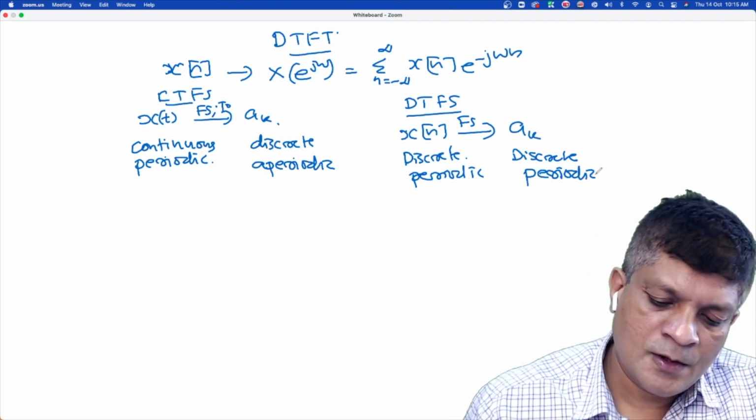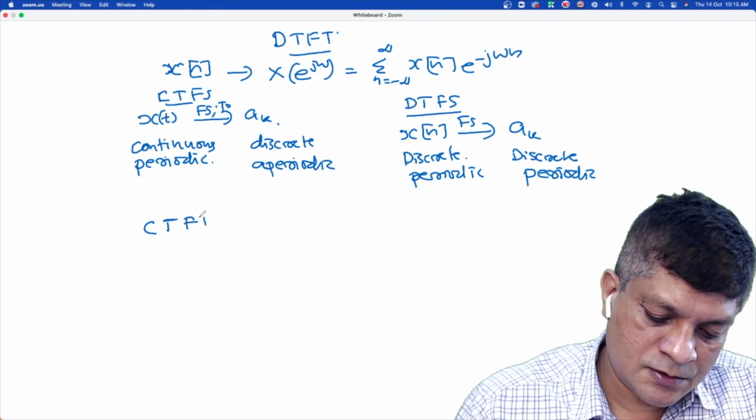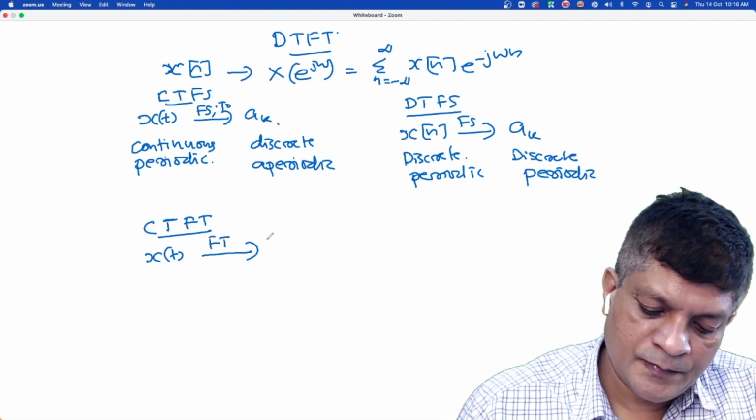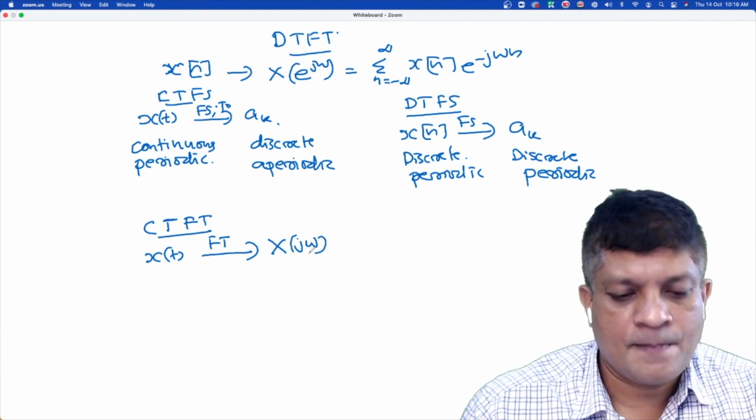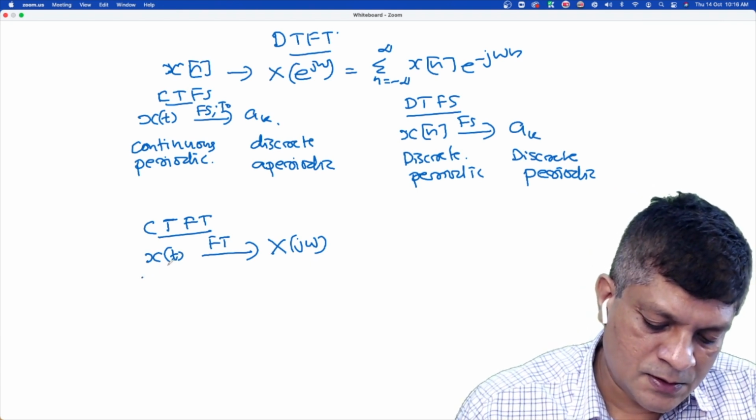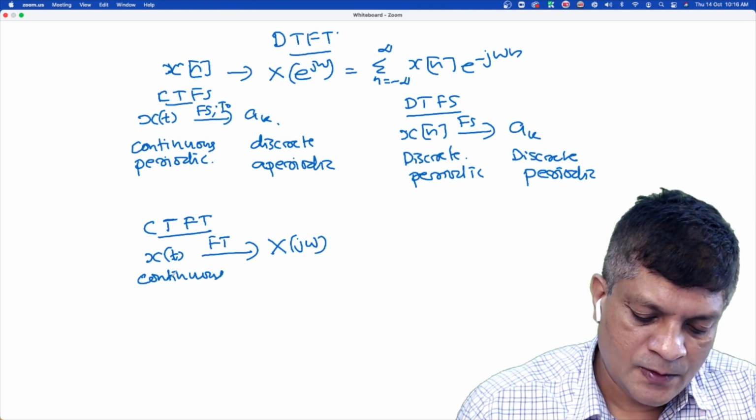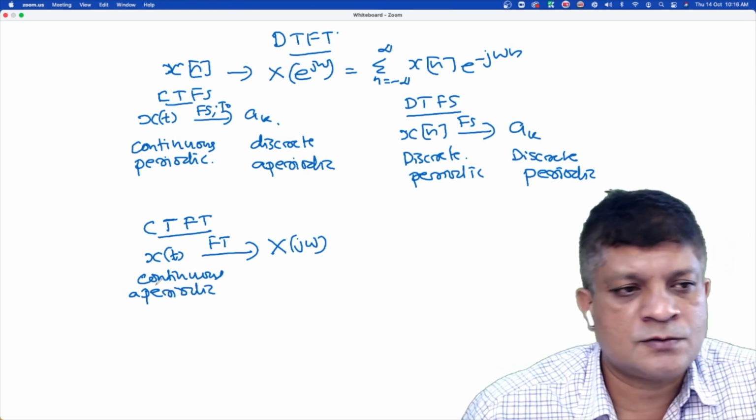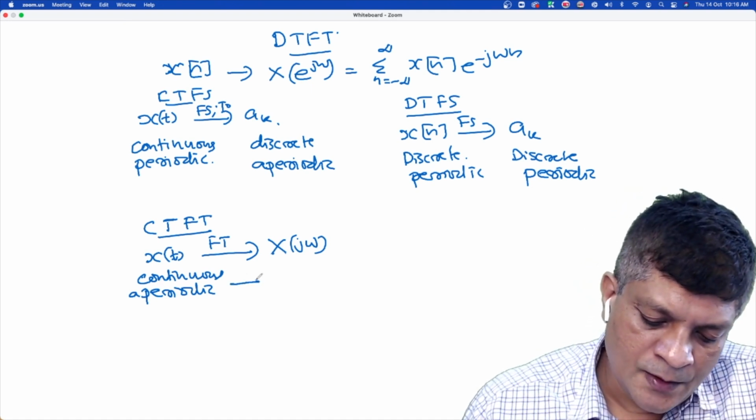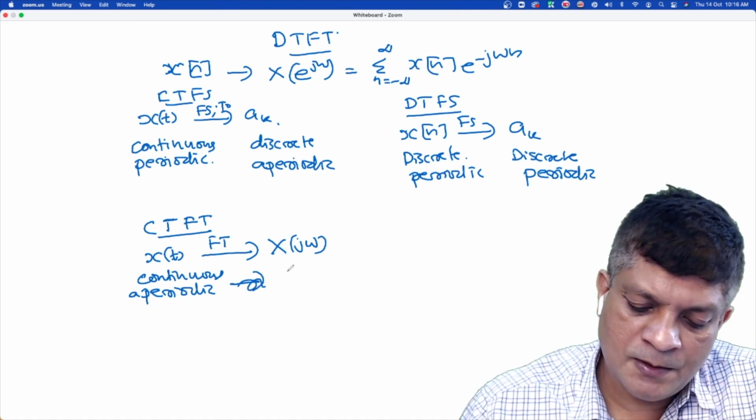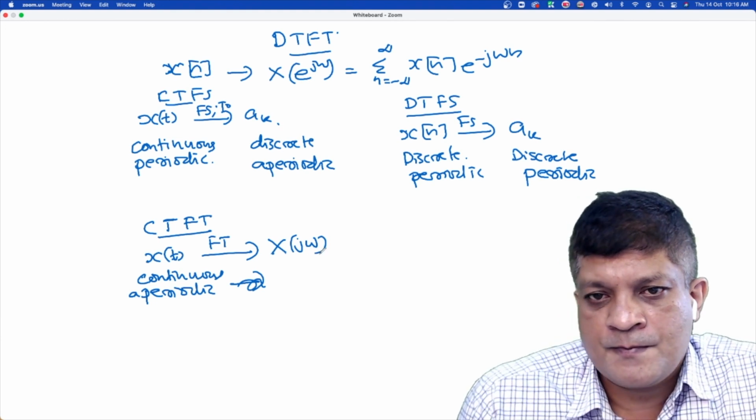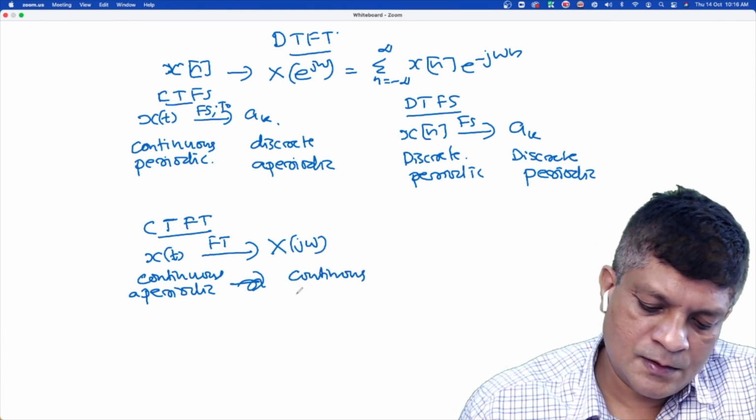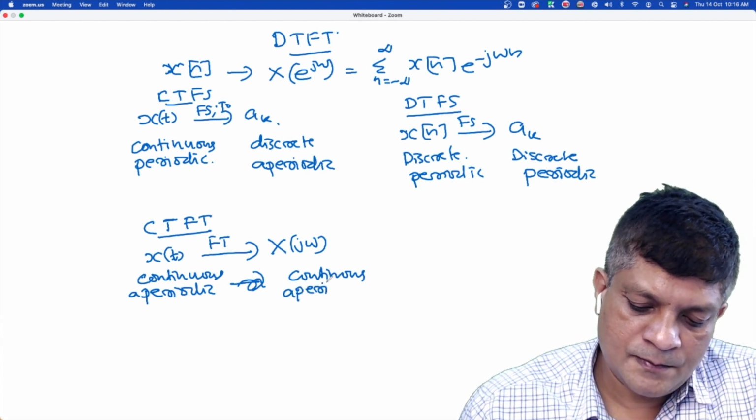Then we discussed the continuous time Fourier transform, that is x(t) and its Fourier transform, denoted by X(j omega). Here it is a function of a continuous variable t, so it is continuous. And is it periodic, or generally aperiodic? In some generalized sense we can find the Fourier transform for periodic signals, but it is an aperiodic signal. What about X(j omega)? What is the nature of this variable omega? Continuous. And is it periodic or aperiodic? It is aperiodic, isn't it?